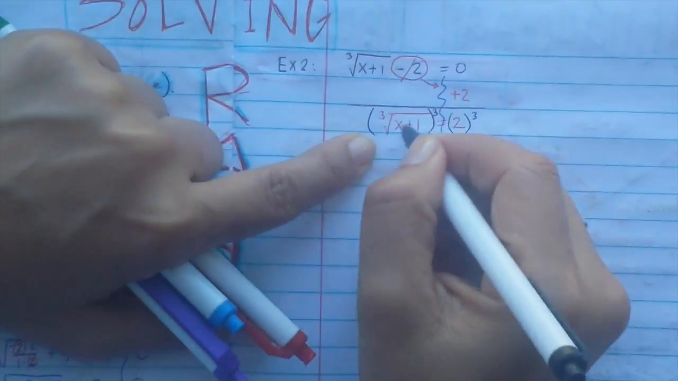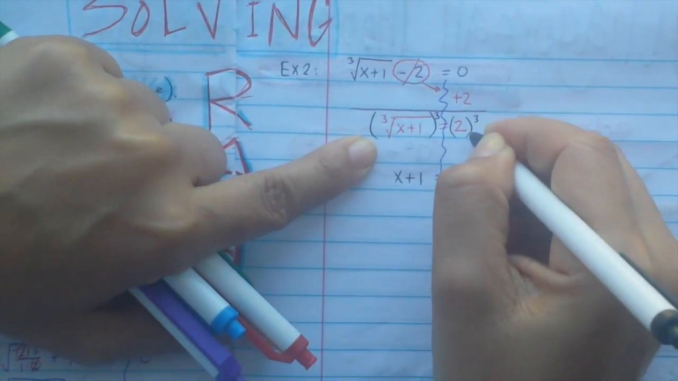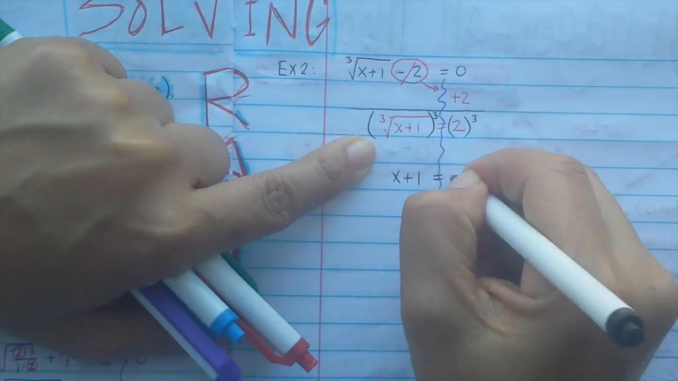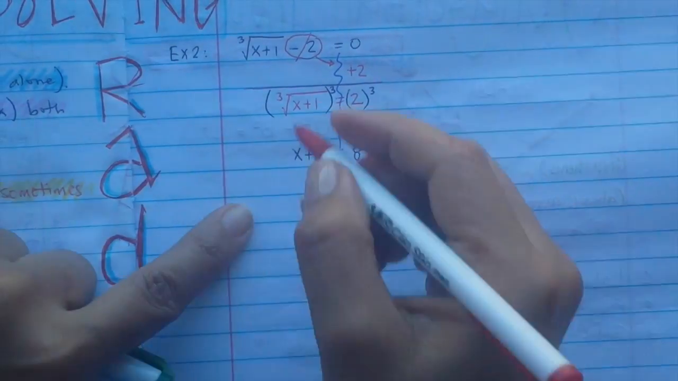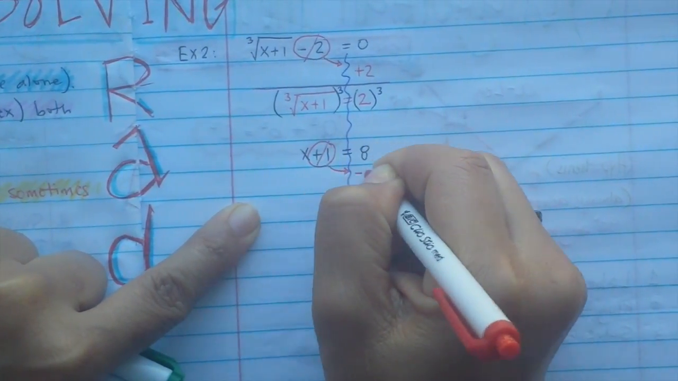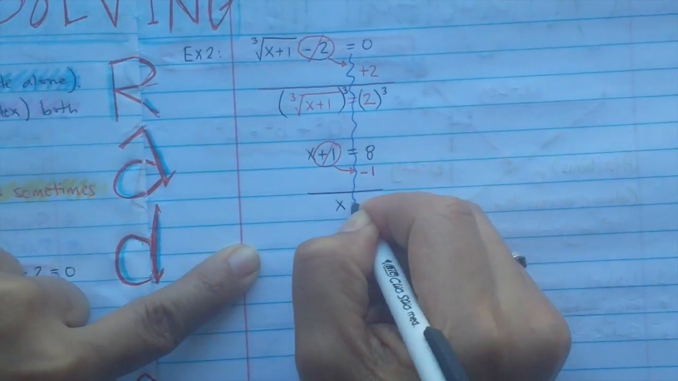Alright, so the cube root and the cube is going to cancel. So it's x plus 1. 2 cubed is 2 times 2 times 2, which is 8. And solve like a regular equation. So we're going to get -1 on the other side. So it's going to be x equals 7.